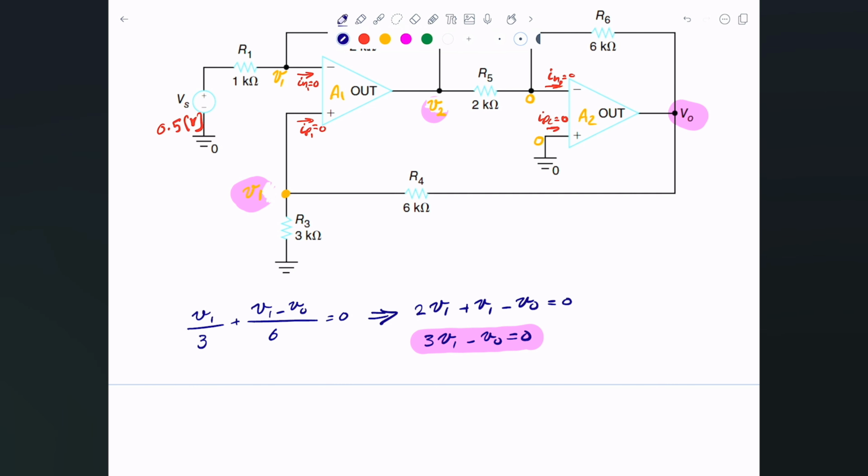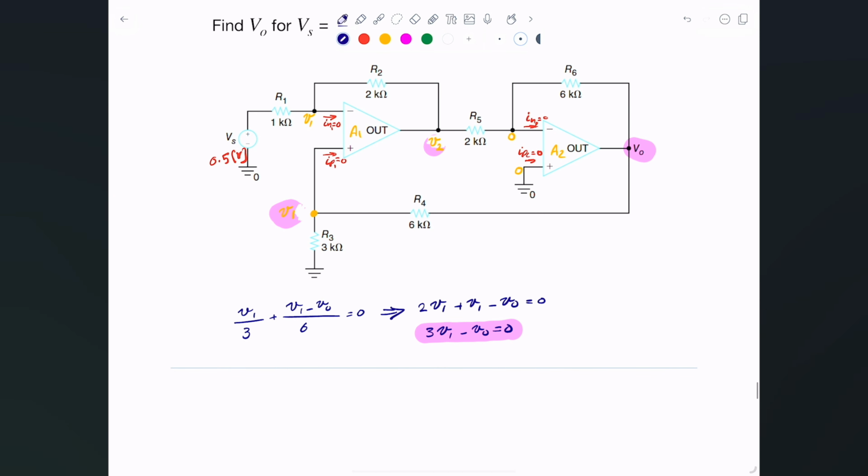Alright, now let's write another equation at V2. I'll zoom out a little bit so that we can see it.